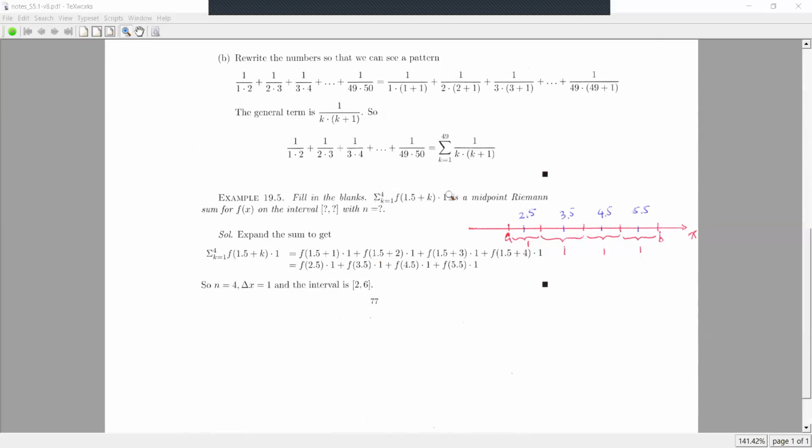Therefore, this is a midpoint Riemann sum for function f. I don't know what the function is. Okay, on the interval 2 to 6 with the number of rectangles 4.